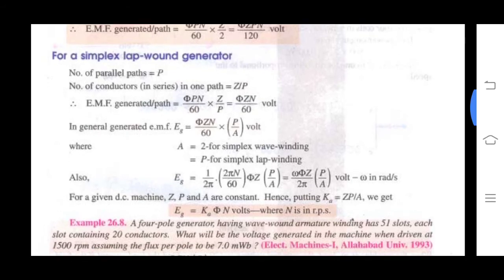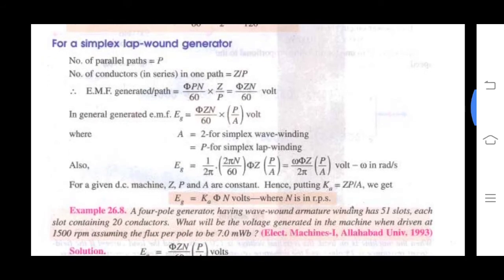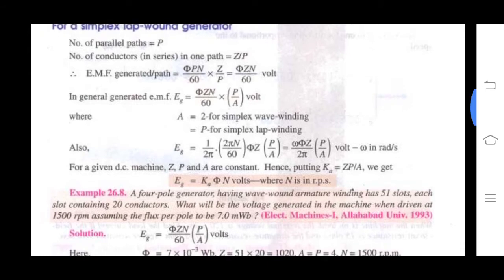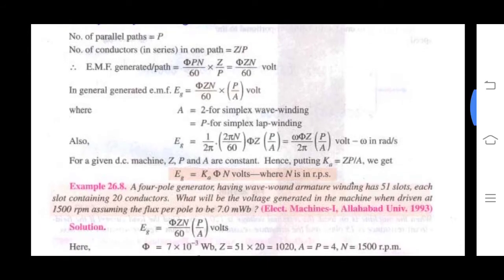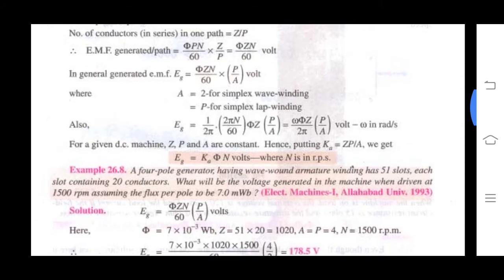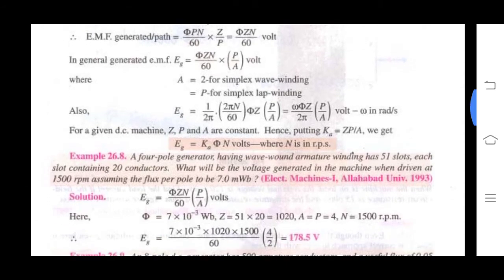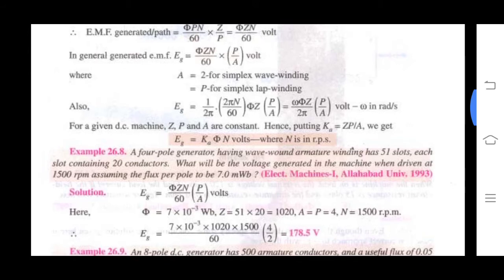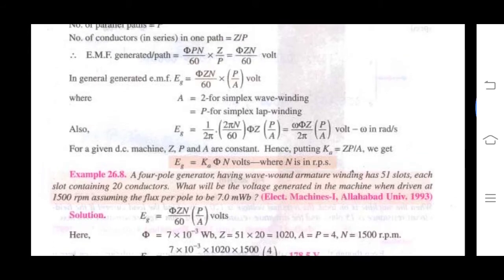So note down that Eg equals ΦZN by 60 into P by A. The EMF equation is Eg equals ΦZN by 60 into P by A, where A equals P for a lap winding machine and A equals 2 for a wave winding machine.